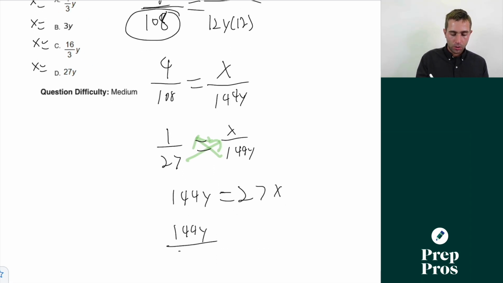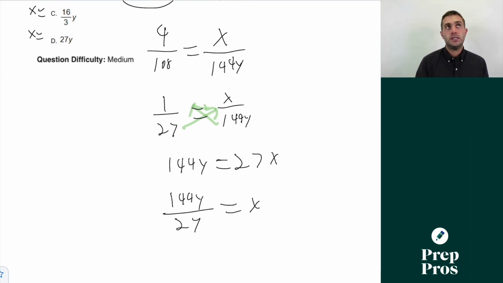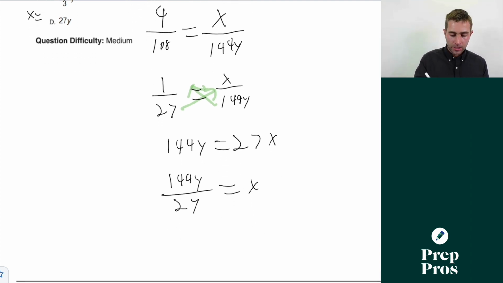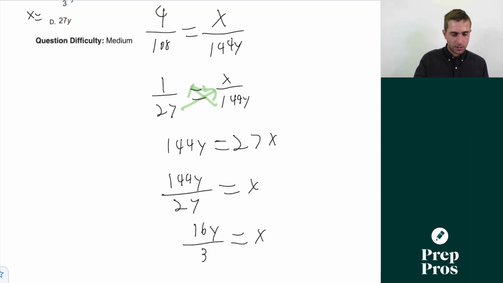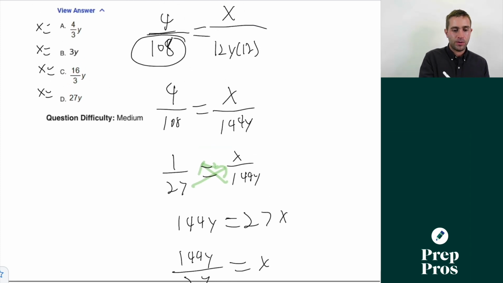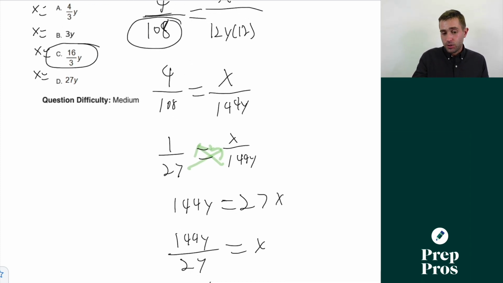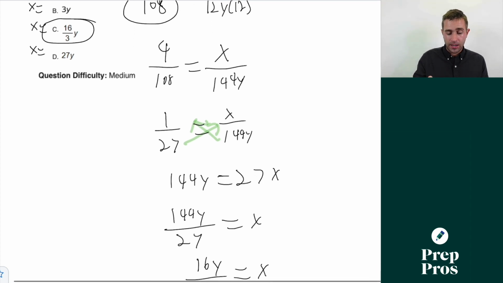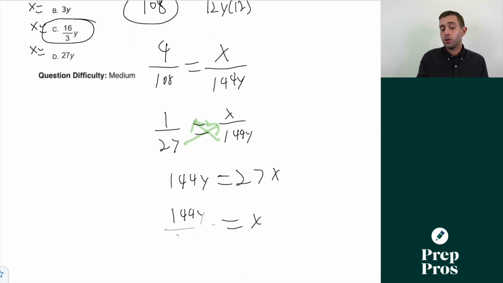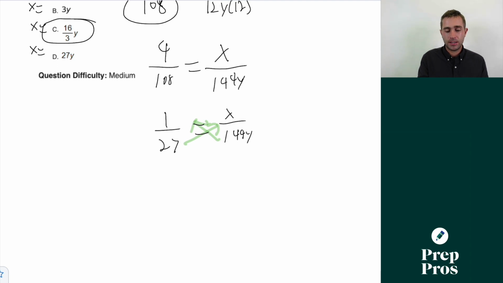So now I'm going to get 144y over 27 equals x. Now each of these I can divide 9 out of. This is going to give me 16y over 3 equals x. So we'll see if I did this right. Yep, there we go. So C is going to be our correct answer there. Now, that's definitely tricky. This is our first really challenging question. This is probably one of the questions that tripped up most students on the test here.